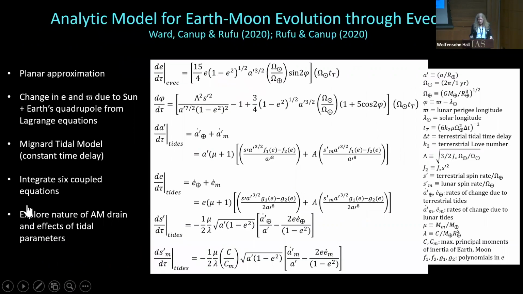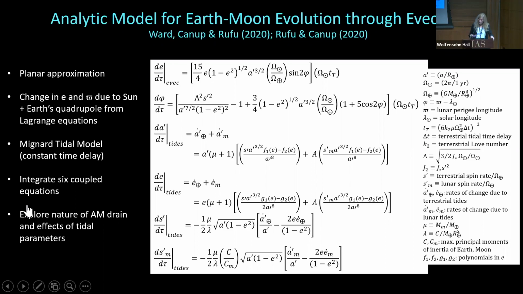So we developed a complementary analytic model. The goal here was to try to survey parameter space and tidal parameters, which are very uncertain. You'd like to understand how outcomes vary with tides and to understand the nature of what Wisdom and Tian had seen in their simulation.